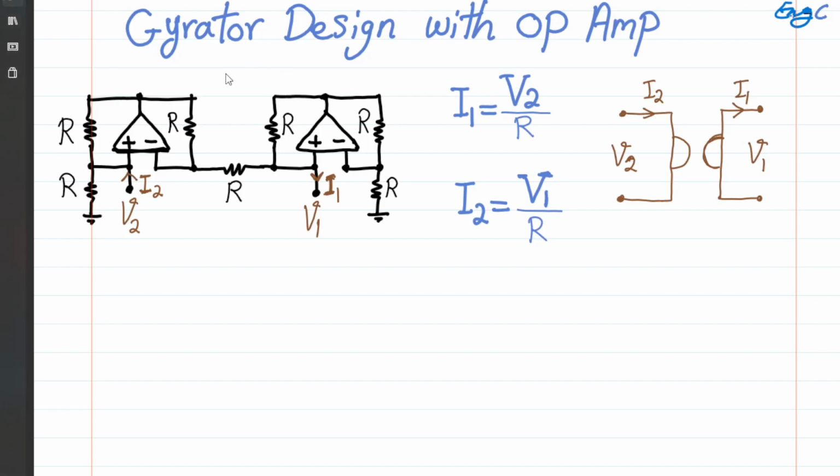A gyrator design with op-amp is shown. A gyrator is a circuit which is symbolically shown this way, and it has this weird behavior in the sense that the current I1 is not related to V1.